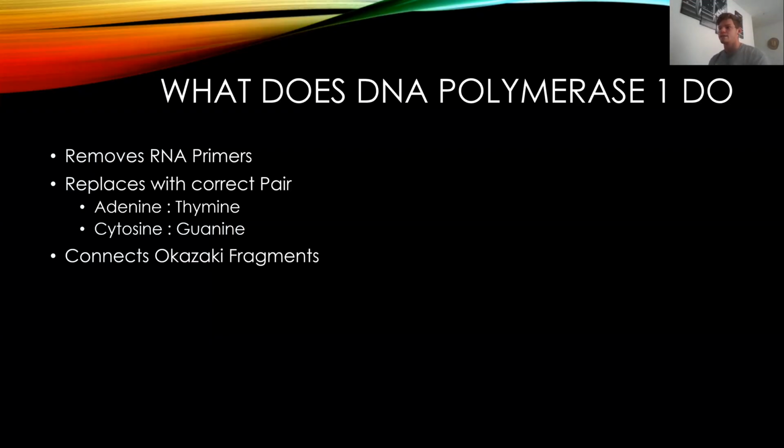Okay, so as I explained earlier, DNA polymerase removes RNA primers and replaces them with the correct pair, so adenine to thymine, cytosine to guanine, opposite thymine to adenine, guanine to cytosine. And finally, it connects the Okazaki fragments.